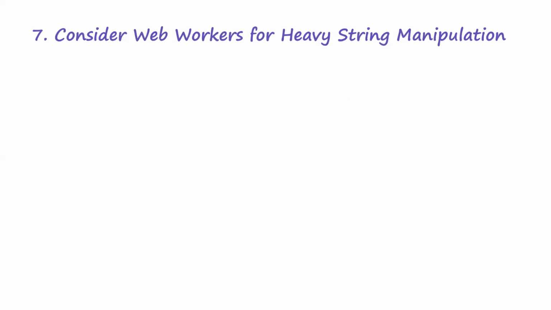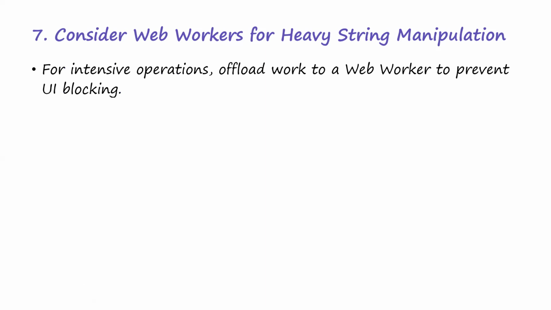Okay, now consider web workers for heavy string manipulation. We'll be talking about web workers in advanced JavaScript, but we are not going to be talking about web workers in this course. So basically, web workers are something we use whenever we have an intensive operation, a task that will take too long. We offload them using web workers in order to prevent our UI blocking. So whenever you have intensive operations, offload work to a web worker to prevent UI blocking.